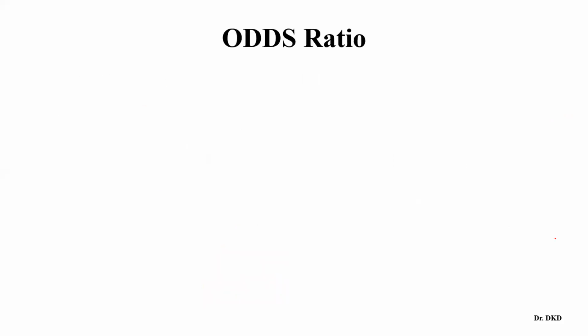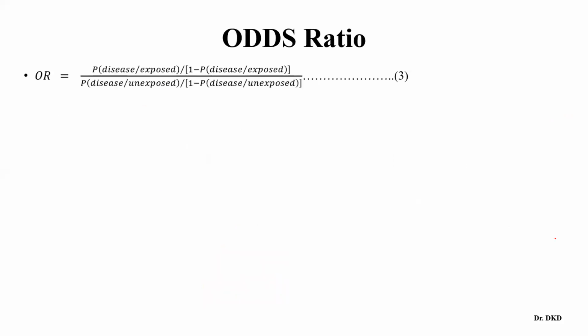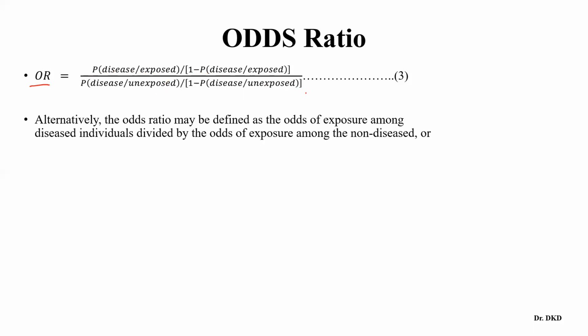Now we need to solve. We have Bayes theorem. As we know, in statistics there is Bayes theorem, and we need to follow it. With the help of that we can calculate the odds ratio. The formula is the probability of disease among the exposed divided by 1 minus the probability of disease among the exposed, over the probability of disease among the unexposed divided by 1 minus the probability of disease among the unexposed.